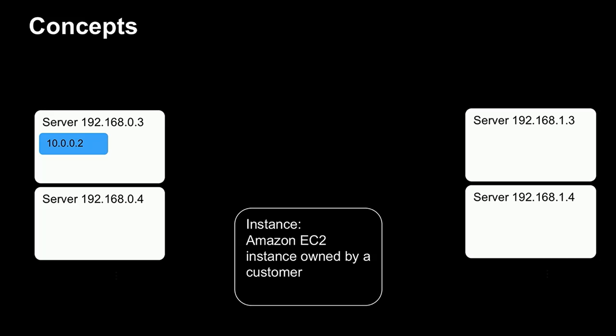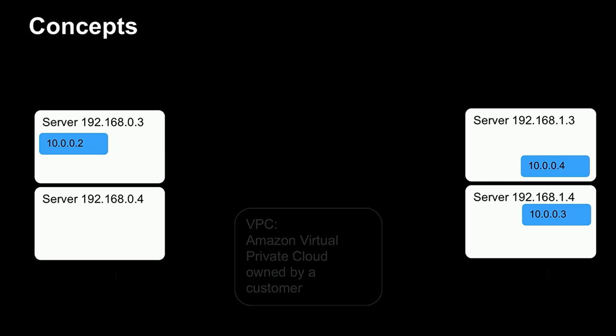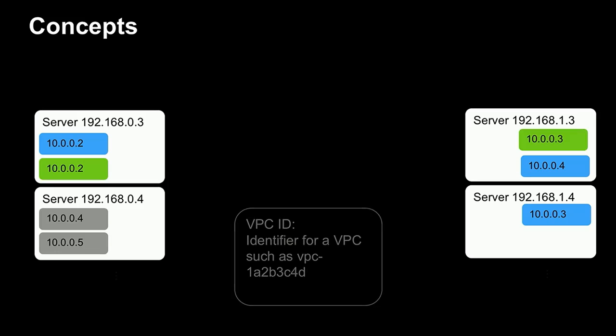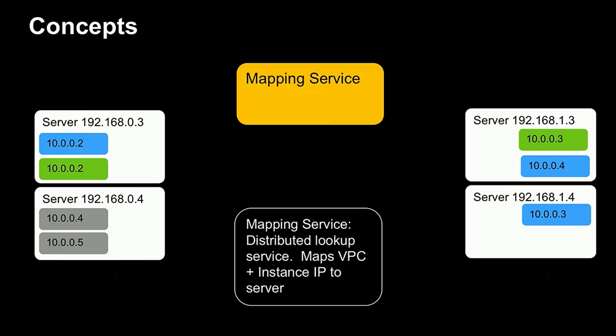So you can see here, one customer with their blue VPC has launched 10.0.0.2, and we've placed it onto the host 192.168.0.3. That customer can continue to launch new instances in their VPC, and we place that across the infrastructure. And of course, we're multi-tenant. So in addition to the blue VPC, we have the green VPC, which may be a different customer. We have the gray VPC. These things are all sharing the infrastructure, but they're logically isolated.